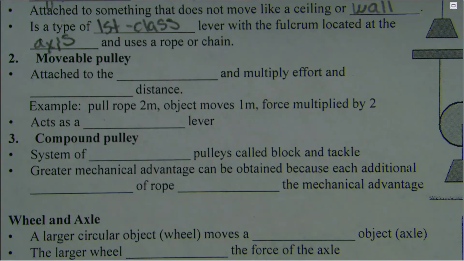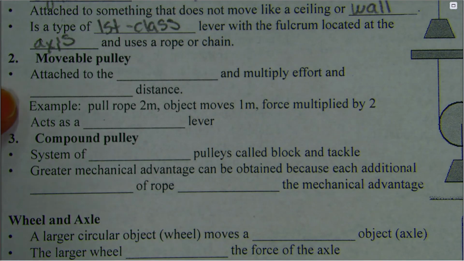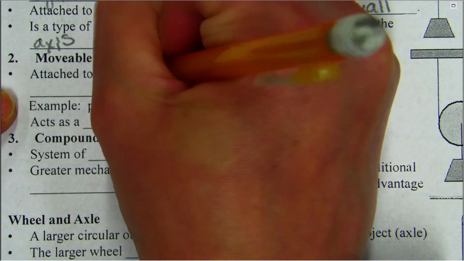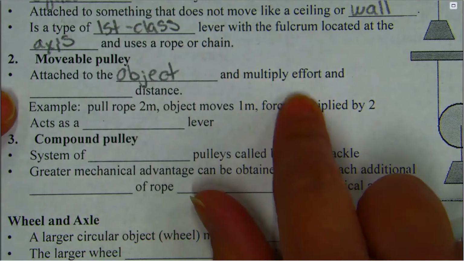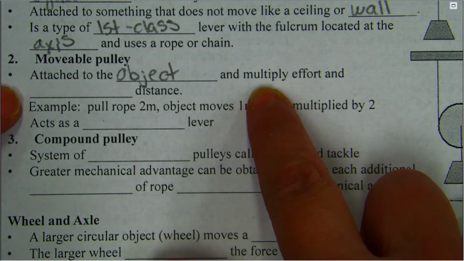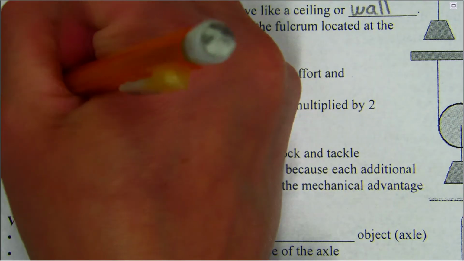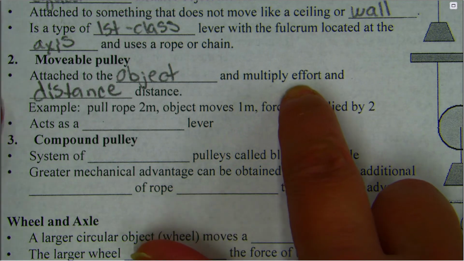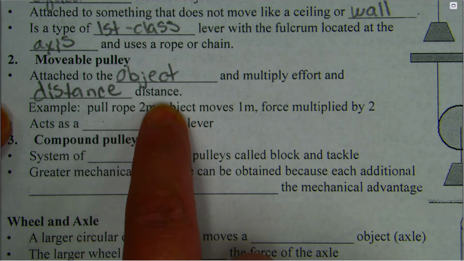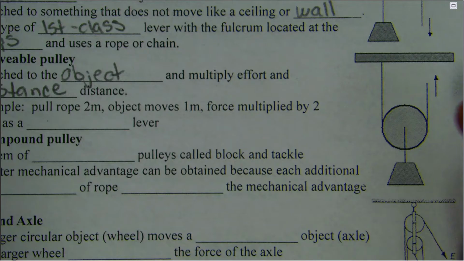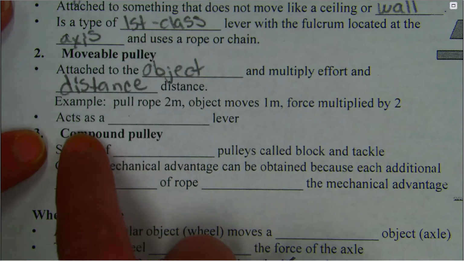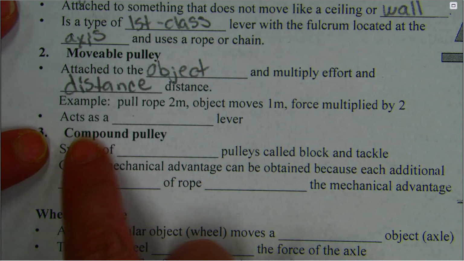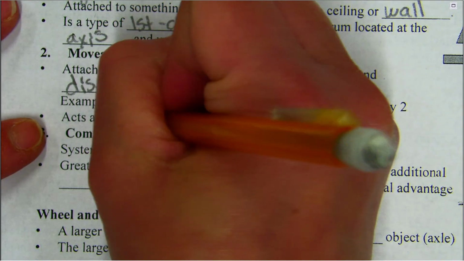So a movable pulley is going to be attached to an object. So the pulley is actually attached to the object, and it multiplies the effort and decreases the distance. So less effort's needed to get it moving because it multiplies the effort that I put in, but the distance an object moves will decrease. All right, so that's our second picture. It is going to act as a second-class lever.